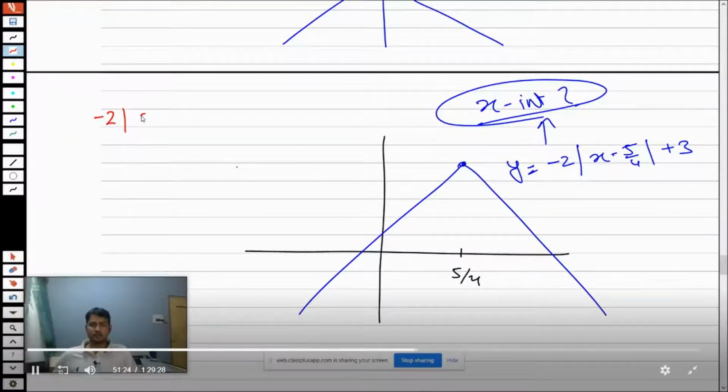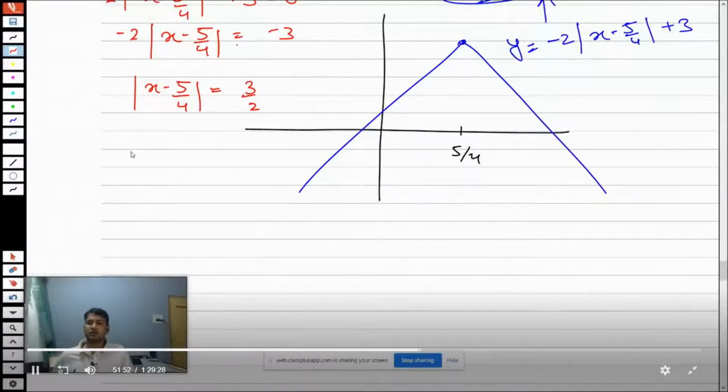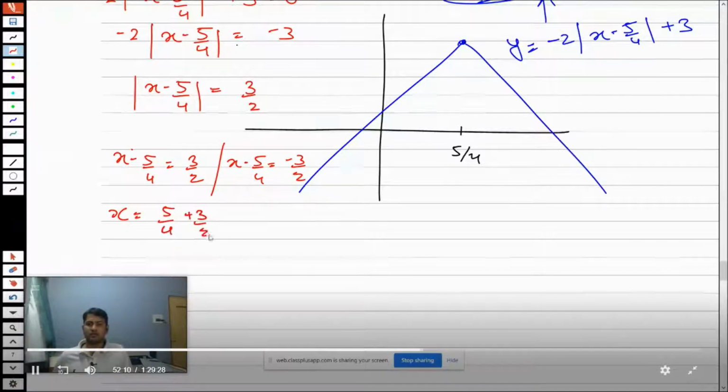So you have minus 2 times mod of x minus 5 by 4 plus 3 equals to 0. So you get minus 2 times mod of x minus 5 by 4 equal to minus 3. So you divide it, and you get mod of x minus 5 by 4 equals to 3 by 2. All right. So x minus 5 by 4 equals to 3 by 2, or x minus 5 by 4 equals to minus 3 by 2. So x equals to 5 by 4 plus 3 by 2, or x equals to 5 by 4 minus 3 by 2.